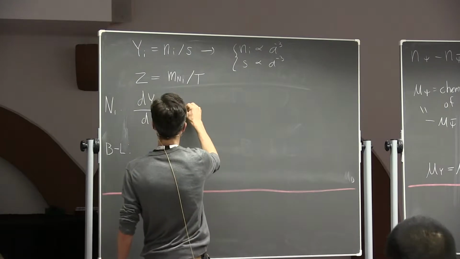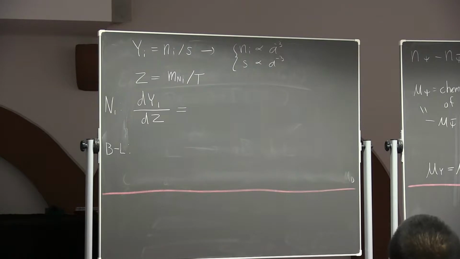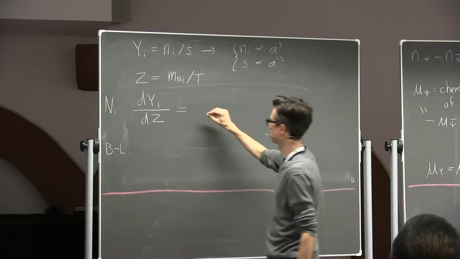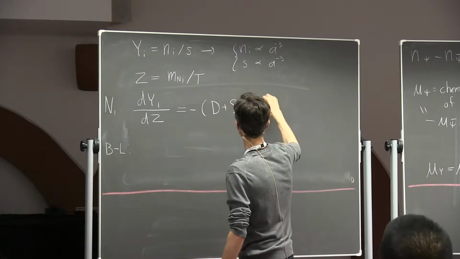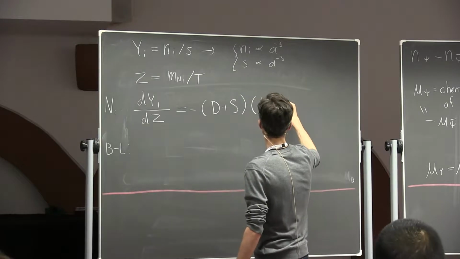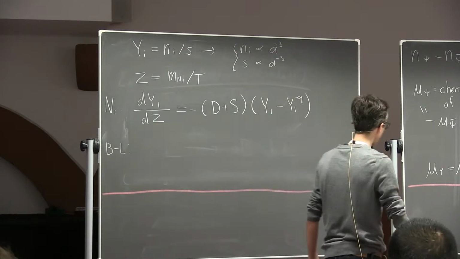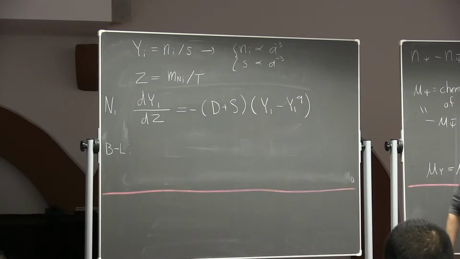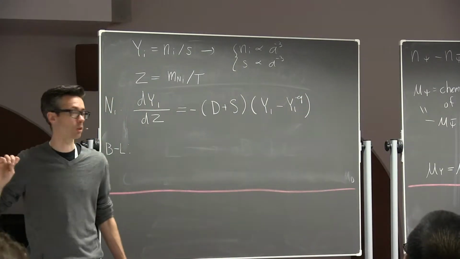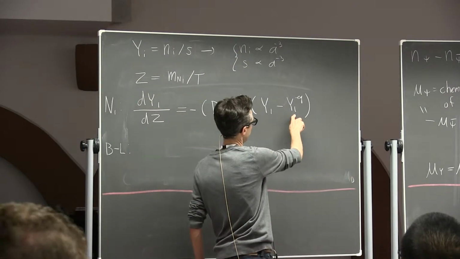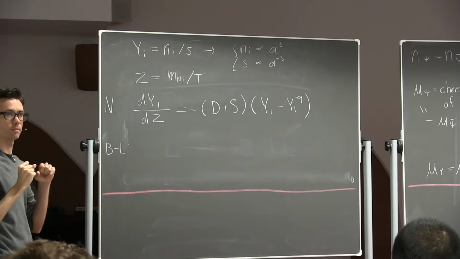So if you work through, I'm not going to derive this, but hopefully the result should be fairly intuitive. I'll tell you what these D and S things are in a second. So my differential equation for y1 has this form. This is the actual y1 yield that may be different from the equilibrium value. And this is the y1 value I would have in full chemical and kinetic equilibrium.